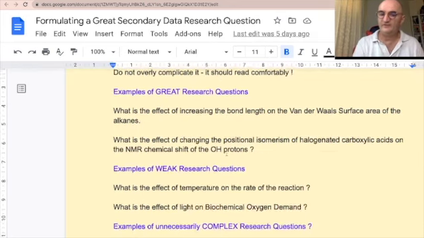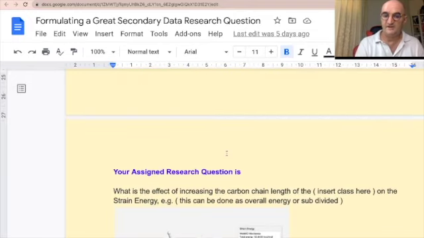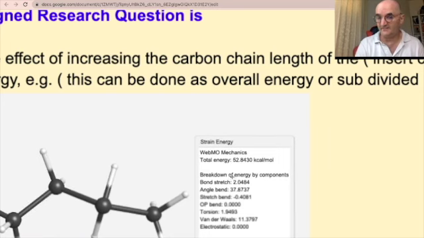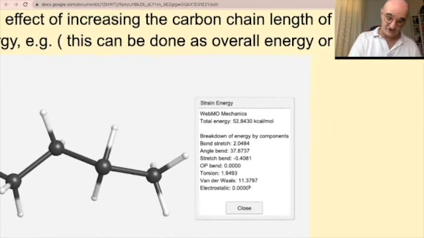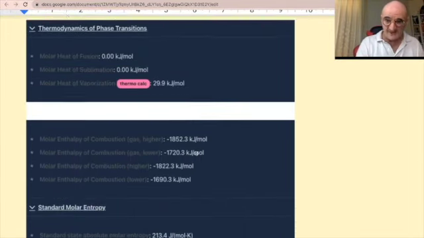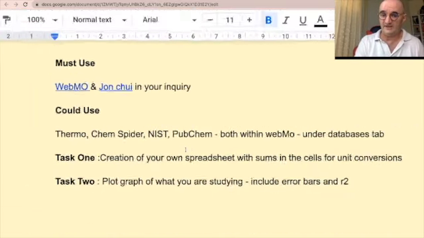I give them examples of great, weak, and overly complex research questions. And then I tell them: what's the effect of increasing the carbon chain length of the, insert your class here, on the strain energy, or you can subdivide the strain energy into bond stretch, angle bend, OP bend, torsion, van der Waals, electrostatic forces of attraction, etc. And then augment that with the John Chewies site, and they can choose whichever one floats their boat. They could use these things, okay?